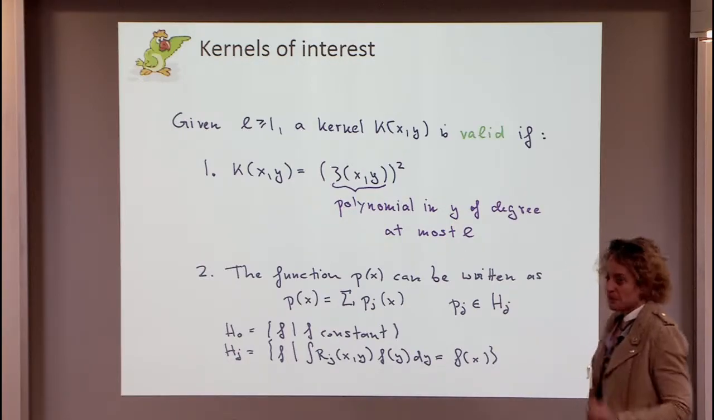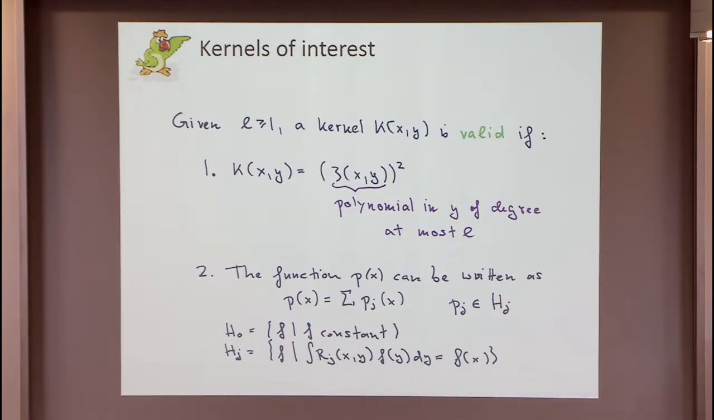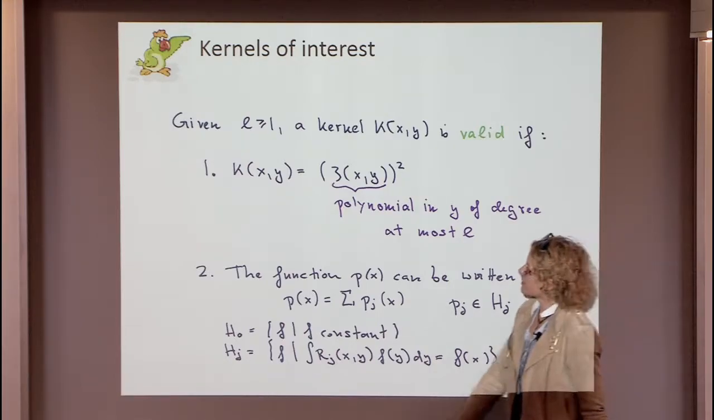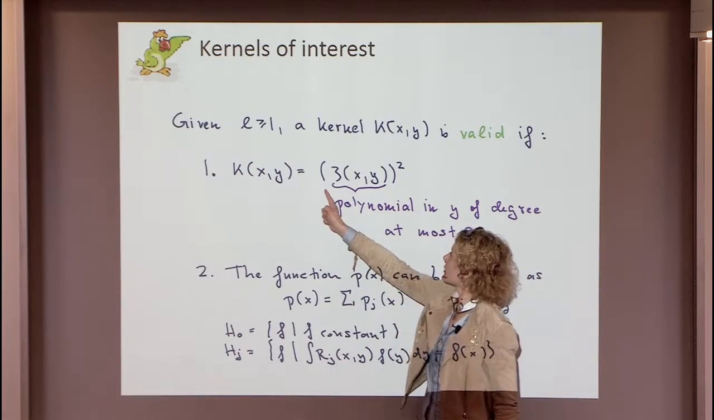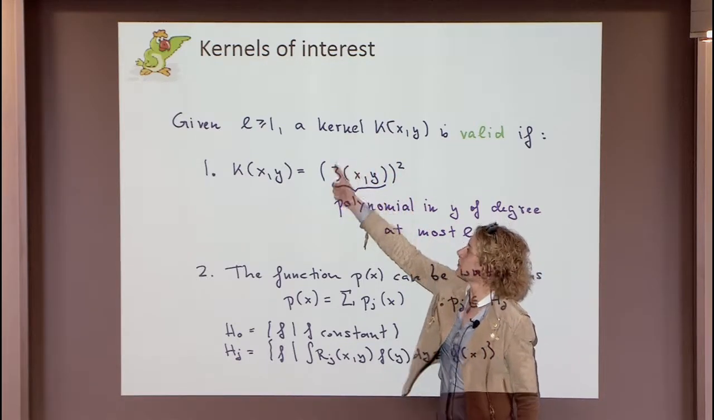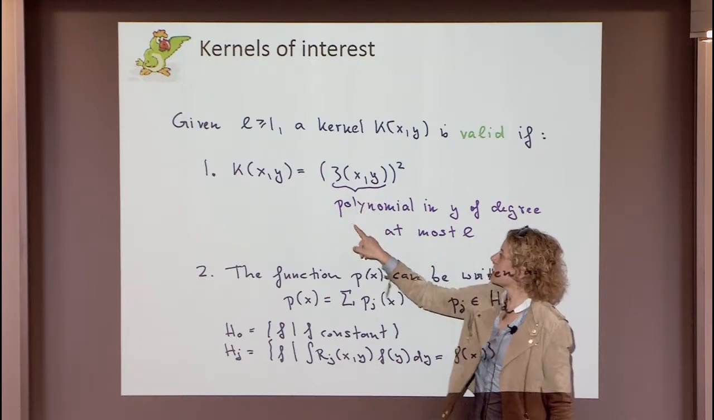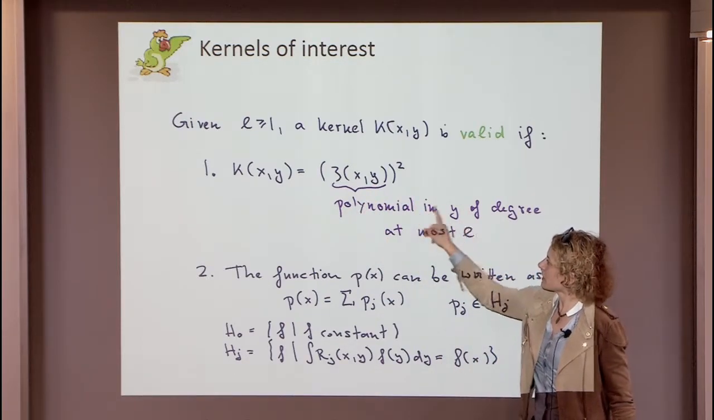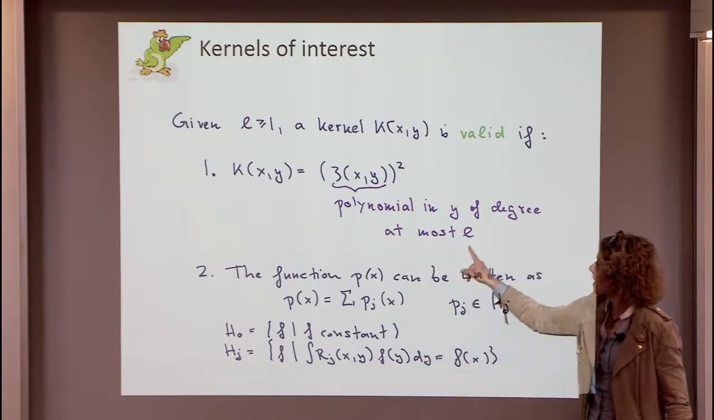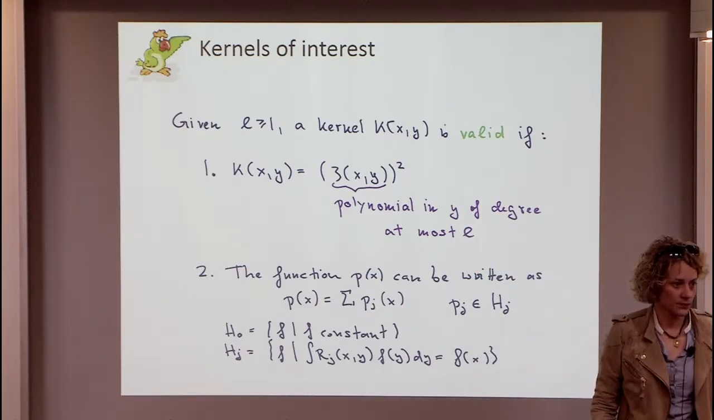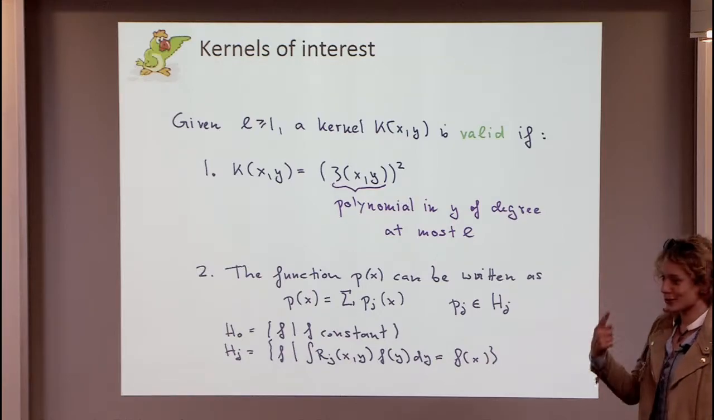So in this talk, I will be interested in kernels, which I will call valid kernels. I will call a kernel valid if it has the following form. First, it satisfies this property, namely it is in fact the square of another function, zeta of x and y, such that this here is a polynomial in y of degree at most L. So L will be the level of our hierarchy. This is property number one.